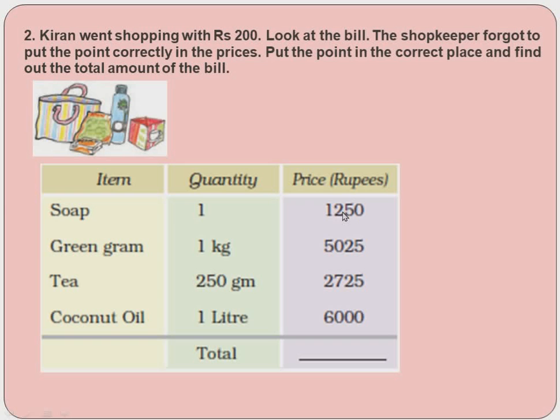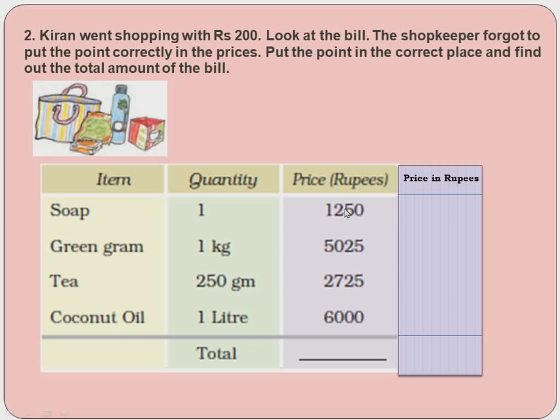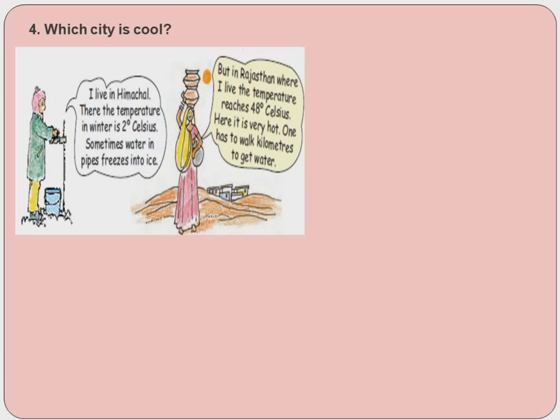Now they are asking you to put the decimal point correctly in the prices. Where will the decimal points come? After two numbers from the right side. So the prices in rupees are 12 rupees 50 paisa, next 50 rupees 25 paisa, 27 rupees 25 paisa, and this is 60 rupees. If you add overall, it will be 150 rupees. Understood, children, how to do it? Simple.